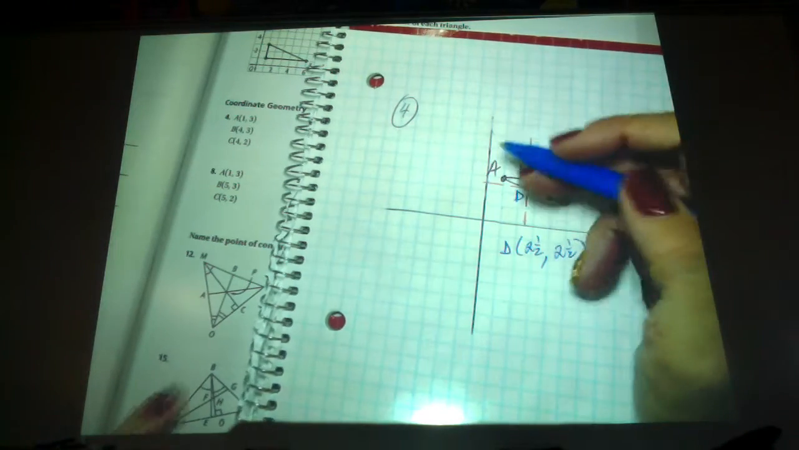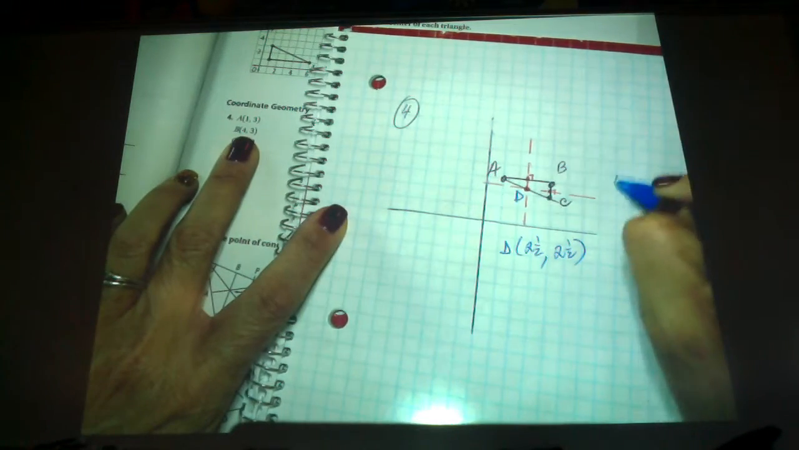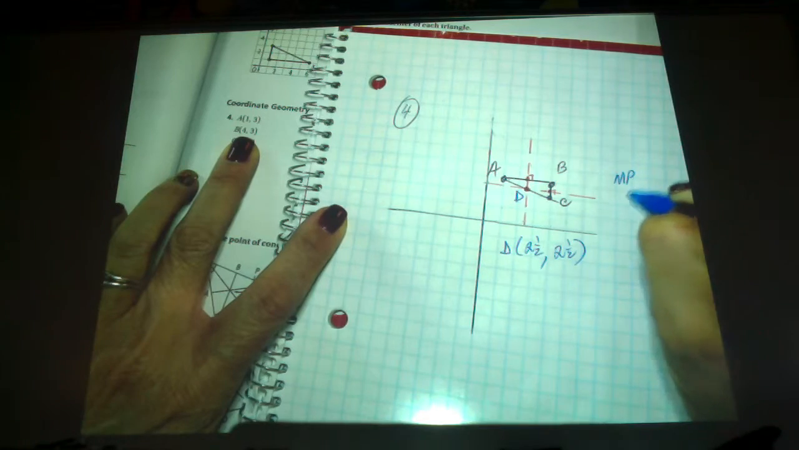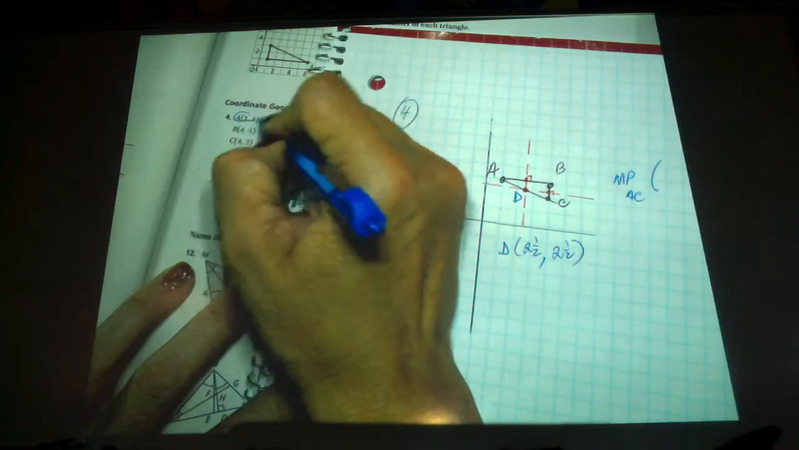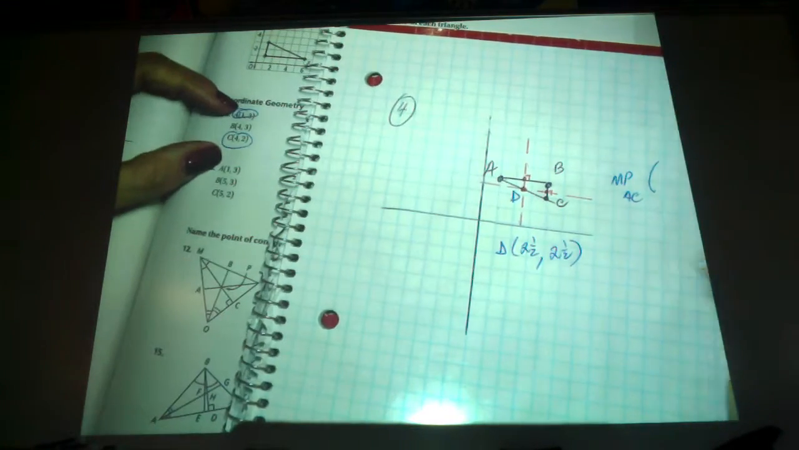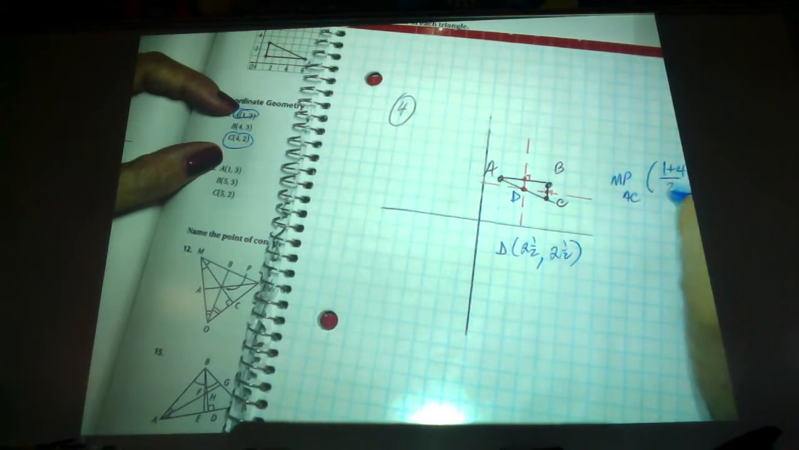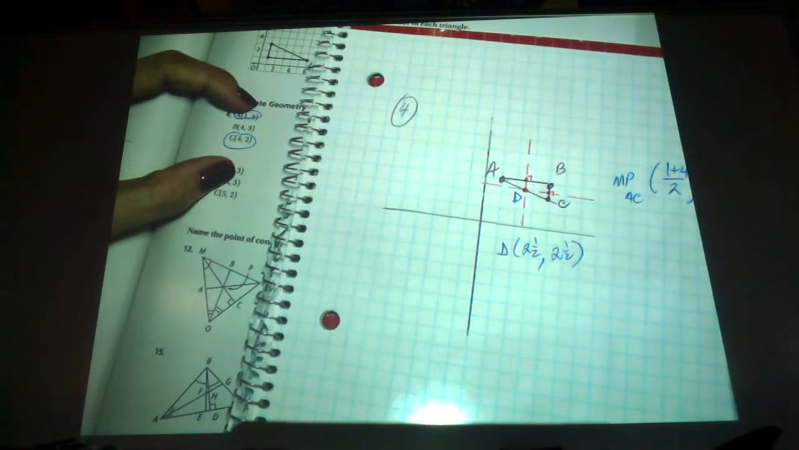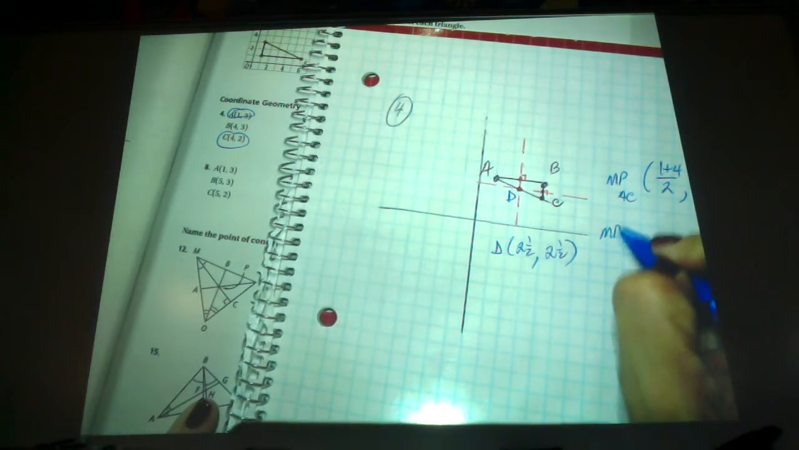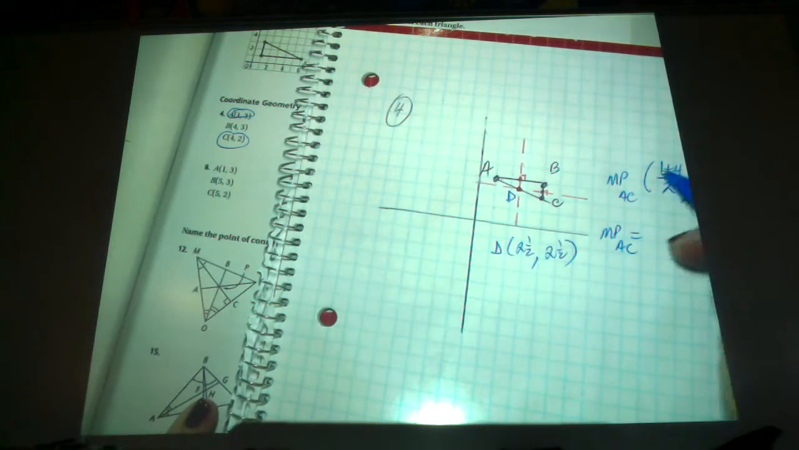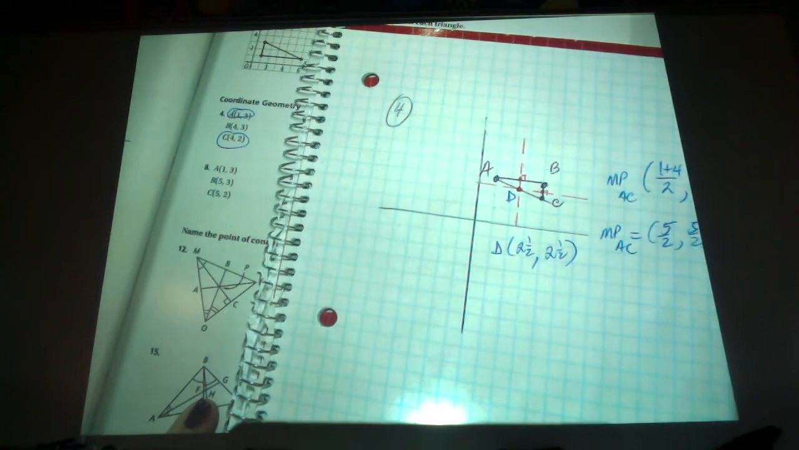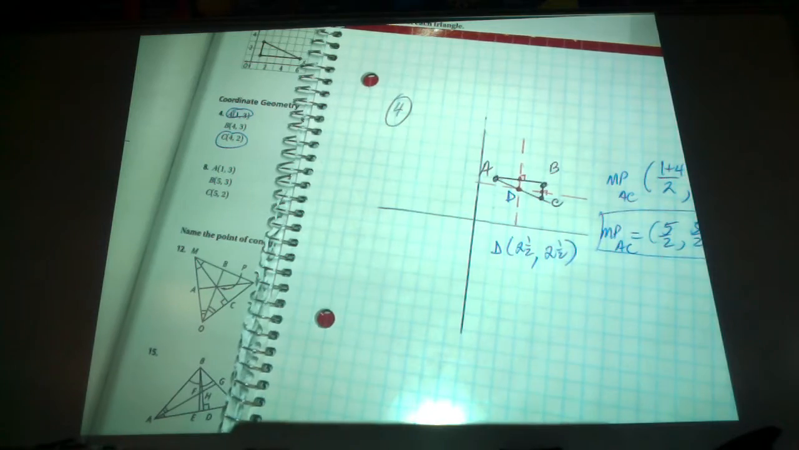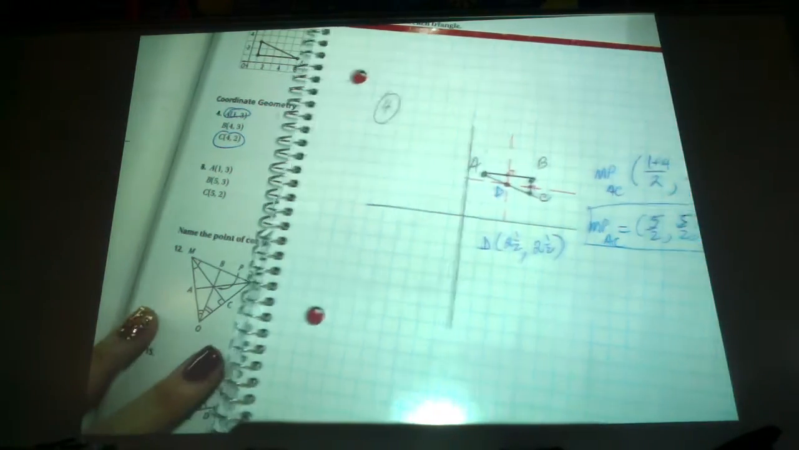What was I thinking? So A is (1, 3). Your midpoint for AC would be, take your A and your C, and we're going to average the x's: 1 plus 4 divided by 2, and average the y's: 3 plus 2 divided by 2. So our midpoint for AC is (5 halves, 5 halves). Isn't that 2.5? We did pretty good, didn't we?